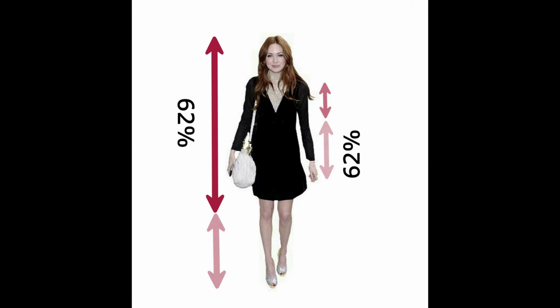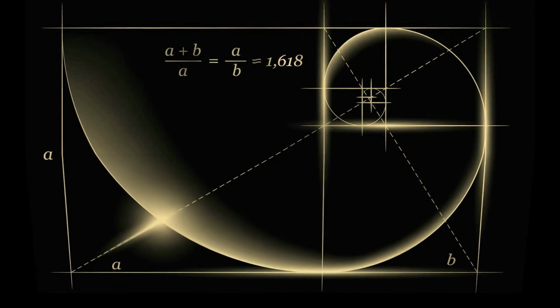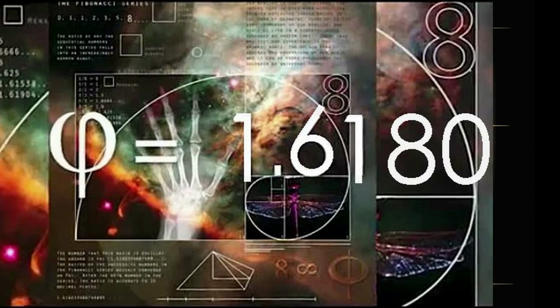Or another example. The structure of a person also shows this. The principle of the golden ratio is shown in the video above. Usually this proportion is 1.6180, or phi. How did they come to this number?